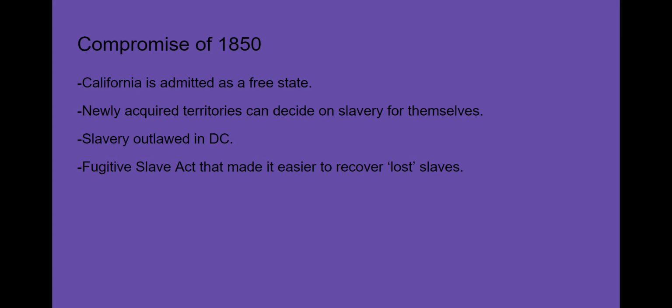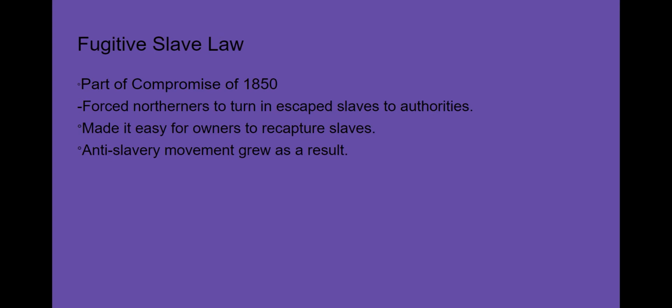But the biggest thing to come out of the Compromise of 1850 was the Fugitive Slave Act that was a part of that series of bills as well. And it made it easier for slave owners to recover their lost slaves. As we know, lots of slaves ran away from their owners in the South, and this basically required Northerners to help in returning the slaves to authorities. And it also made it much easier in the process for these slaves to be recaptured.